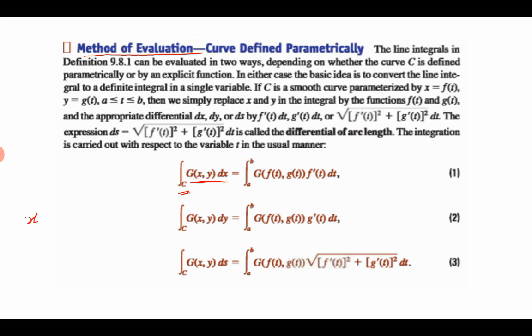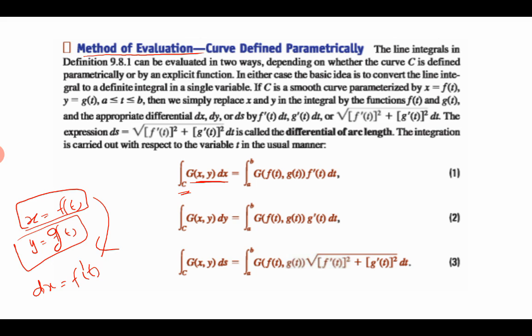We know that x is f of t and y is g of t. So wherever x comes, substitute f of t, and wherever y comes, substitute g of t. Wherever dx comes, differentiate: it will be f dash of t into dt. So dx will be replaced by f dash of t dt. Similarly, dy will be replaced by g dash of t dt.